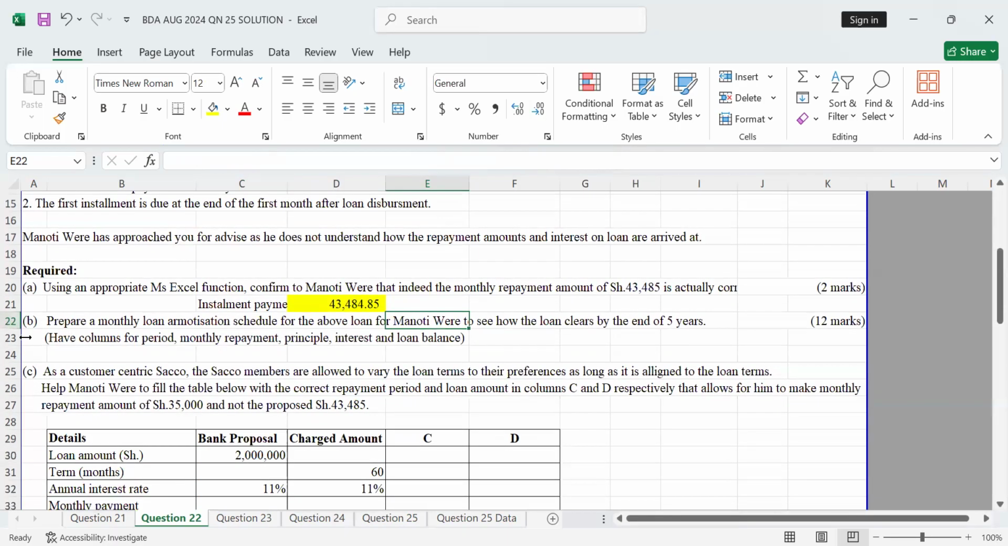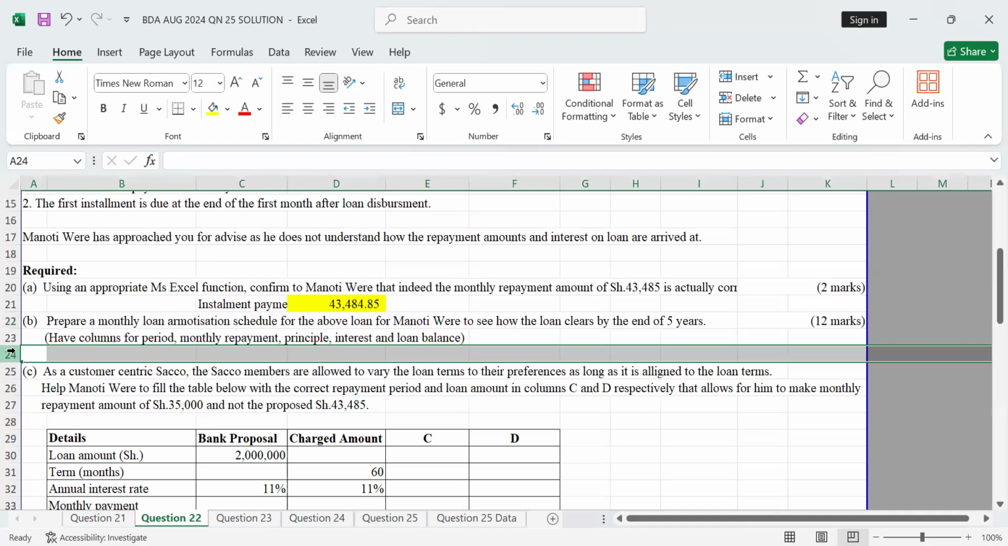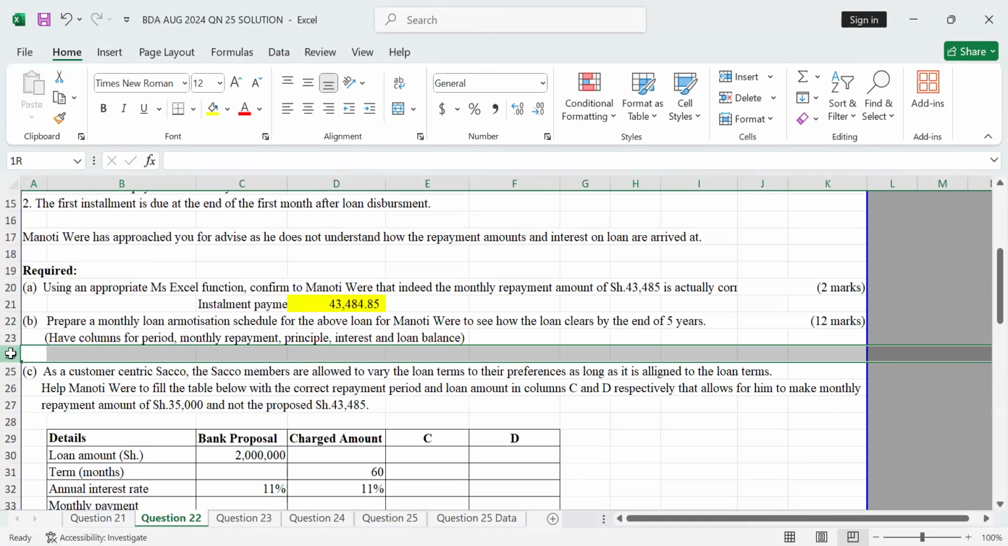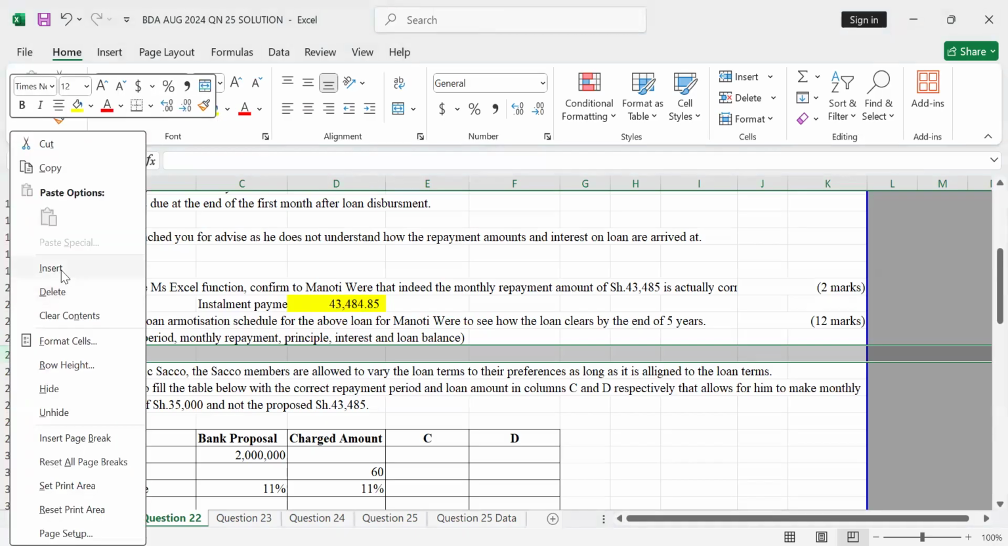Roman number 2, they want us to prepare a monthly loan amortization schedule for the above loan, to see how the loan clears by the end of 5 years. So here we need columns for the period, monthly repayment, principal, interest, and the loan balance. These are 60 periods, so I need around 62 rows. You just click there, then insert.